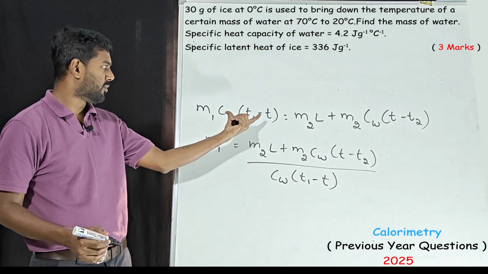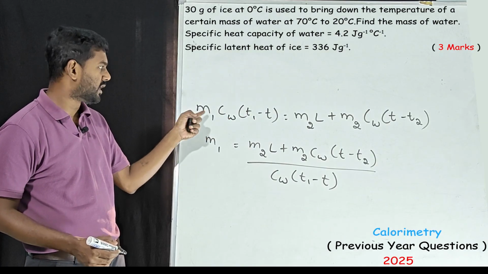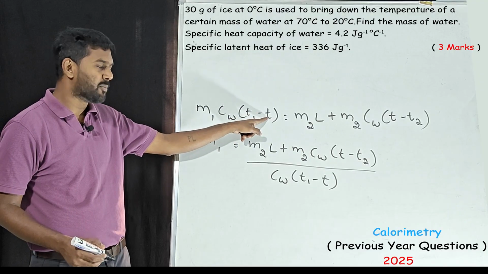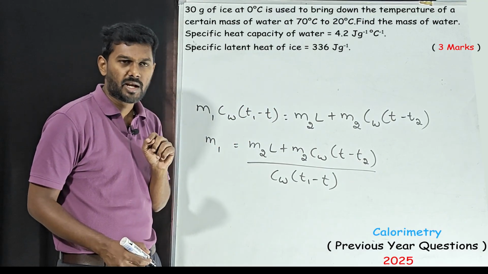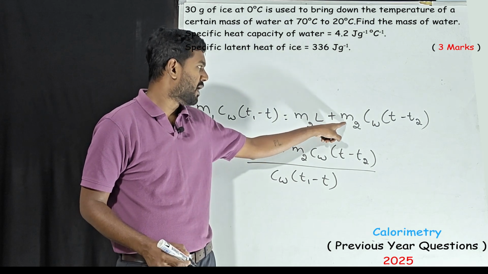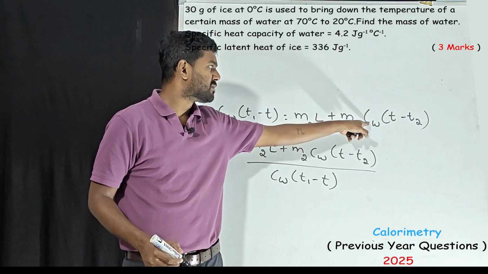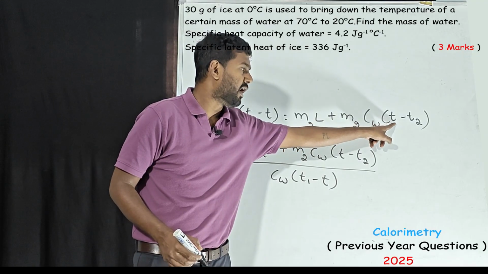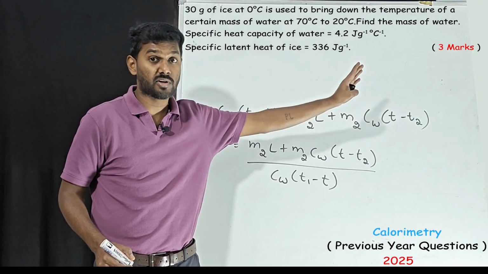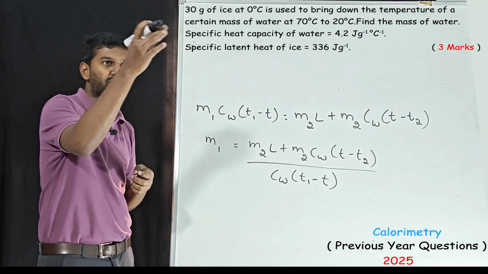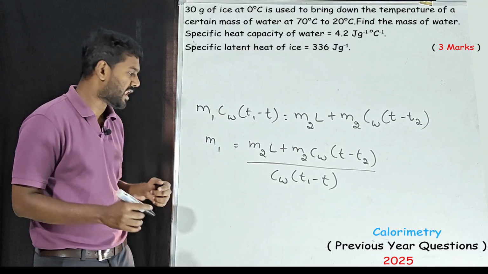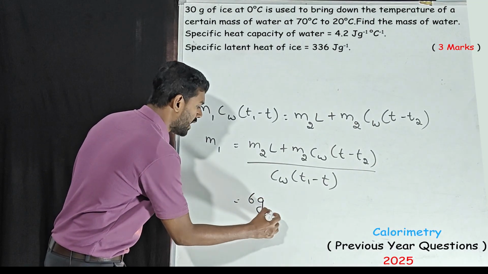So see, this is the formula. Here m1 is the mass of water, specific heat capacity of water, initial temperature of water, final temperature, everything is given. Correct. And mass of ice, specific latent heat is given. Mass of ice, again the same thing, specific heat capacity of water, final temperature and initial temperature of water, and the ice is at 0 degree. Everything is mentioned, just substitute it, you will definitely get the answer. The final answer will be 6 gram.